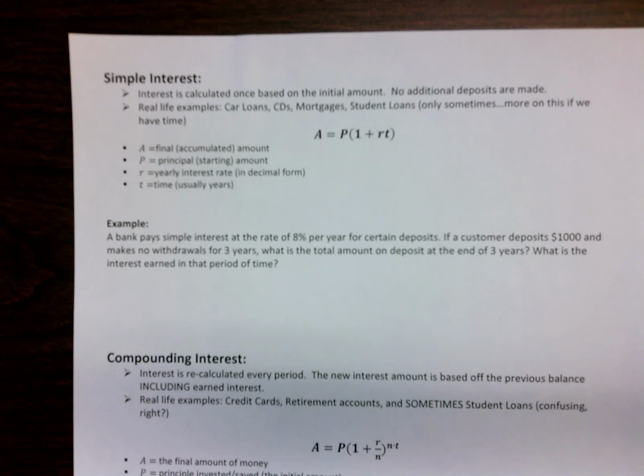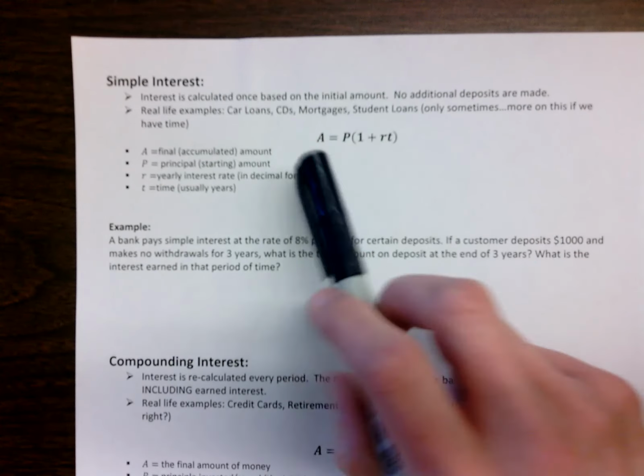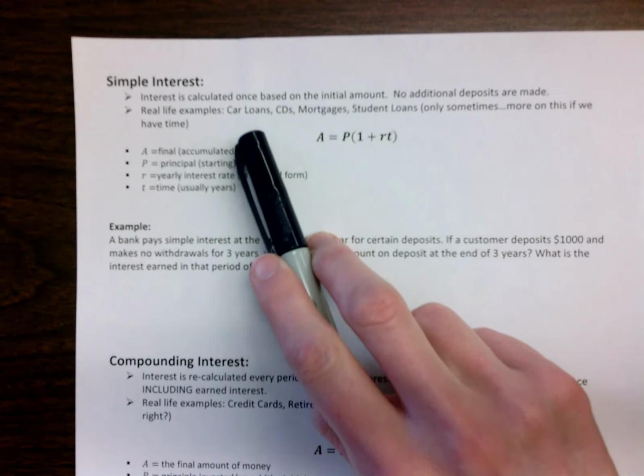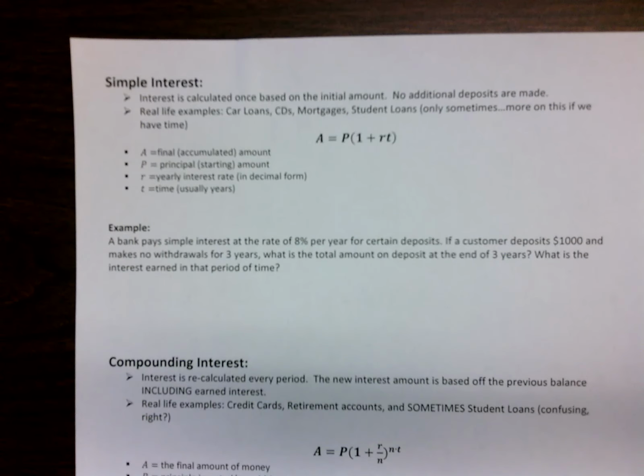Okay, so some real life examples, because this sounds like it'd be stupid, but it is something that actually shows up. So when you take out any kind of loans, like a car loan or a mortgage or like most student loans, okay, when you think about that, you say you borrow $1,000, right?